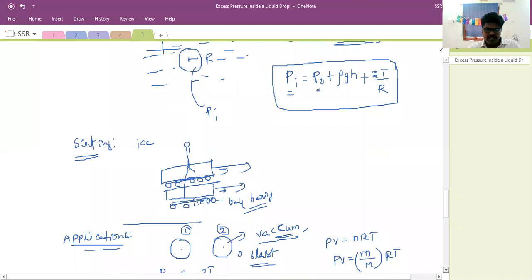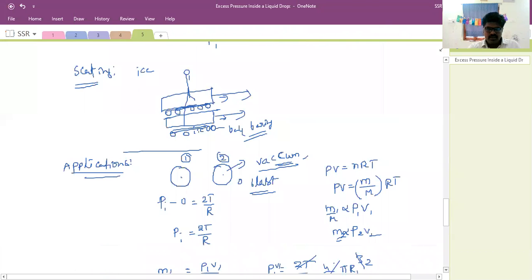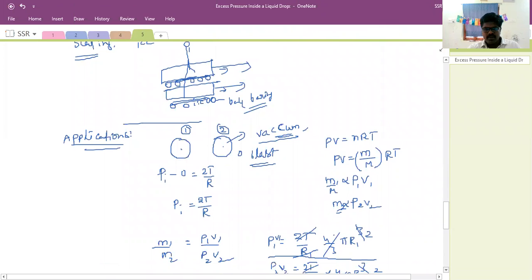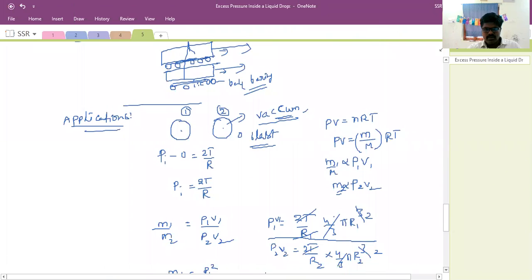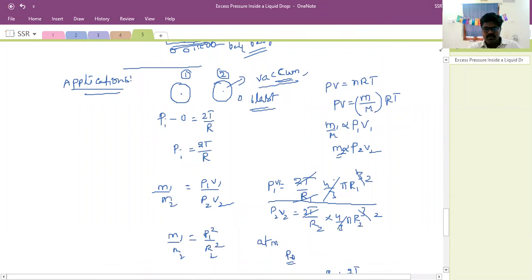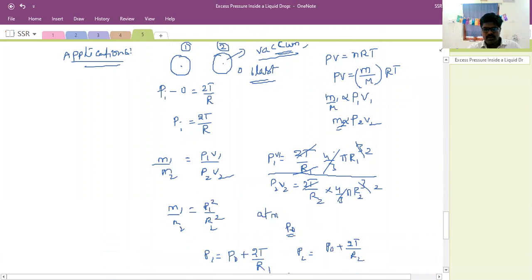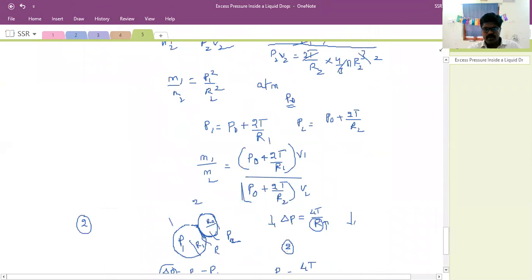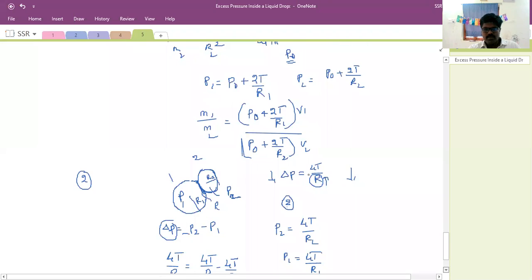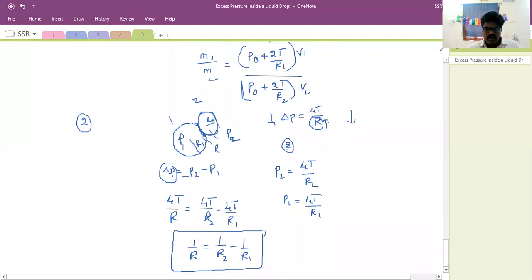Then we discussed the application to shapes. Because of this pressure, liquid drops and soap bubbles behave like ball bearings. Next, we calculated the ratio of masses of two soap bubbles in terms of their pressure and volume: m1 by m2 is equal to (P naught plus 2T by R1) into volume V1 over (P naught plus 2T by R2) into volume V2. If two soap bubbles are in contact with each other, what is the common radius they will get?